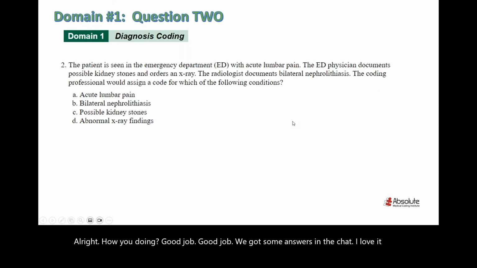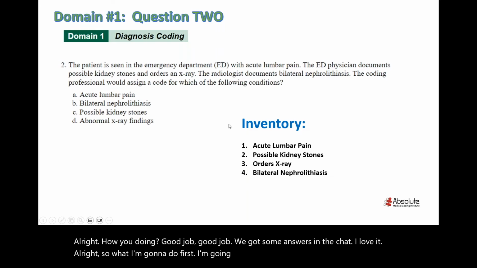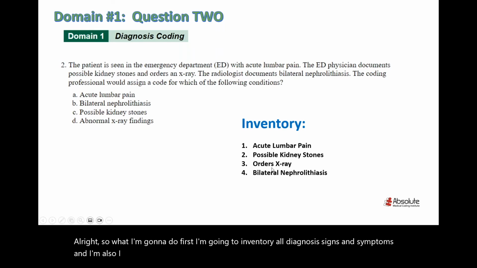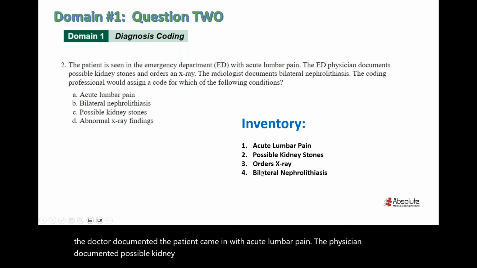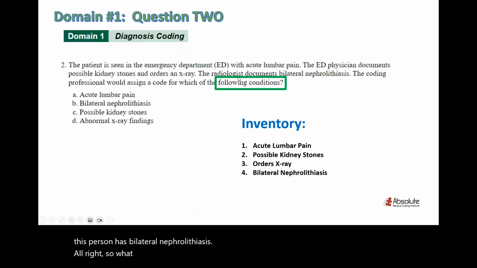So first, I'm going to inventory all diagnoses, signs, and symptoms. I also wrote down what the doctor did in this case. The doctor documented the patient came in with acute lumbar pain. The physician documented possible kidney stones and ordered an X-ray, and then the radiologist says this person has bilateral nephrolithiasis. All right, it asks which code you would assign for the following conditions.